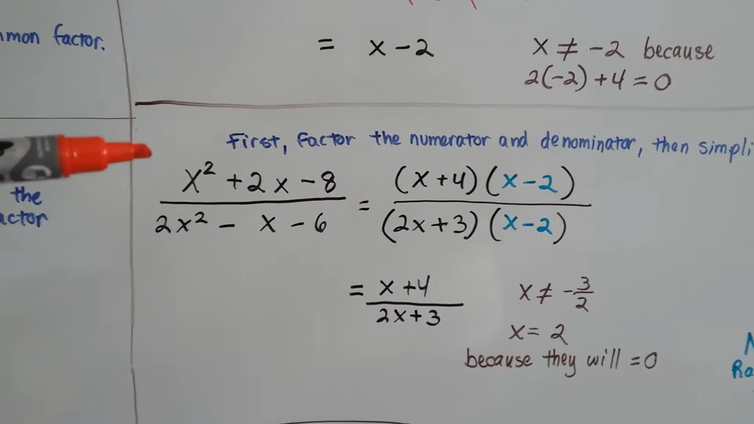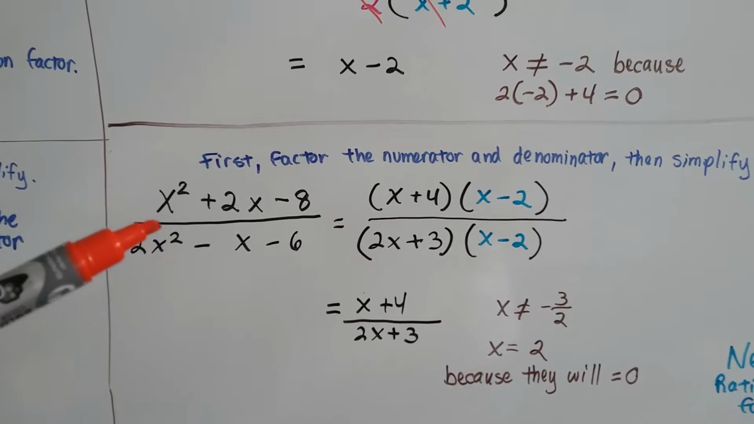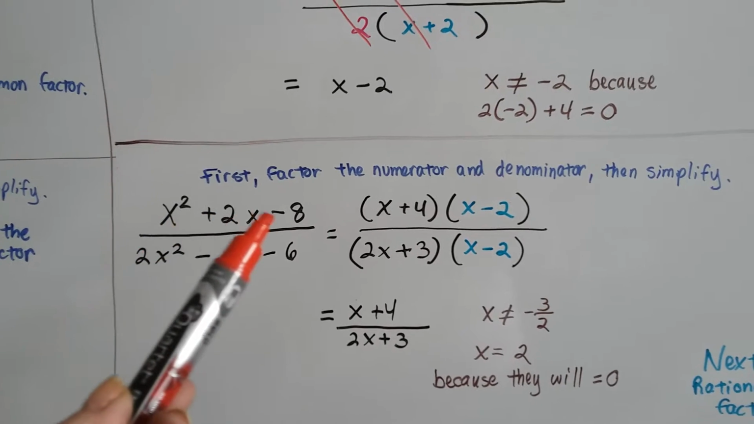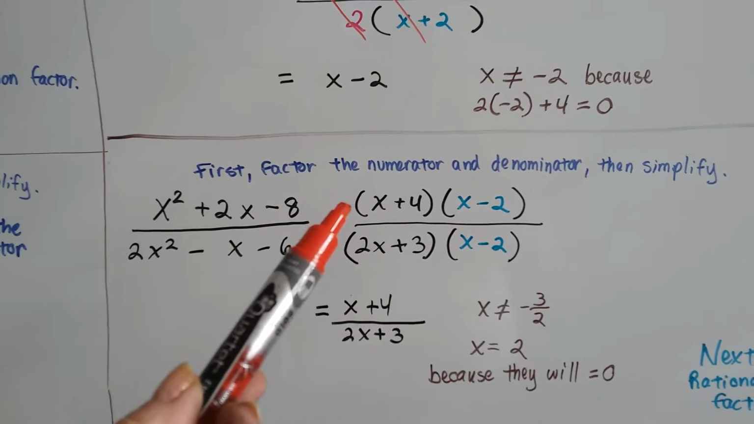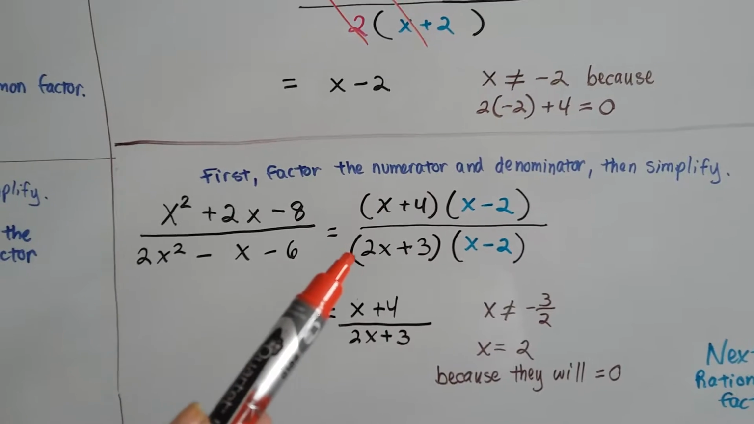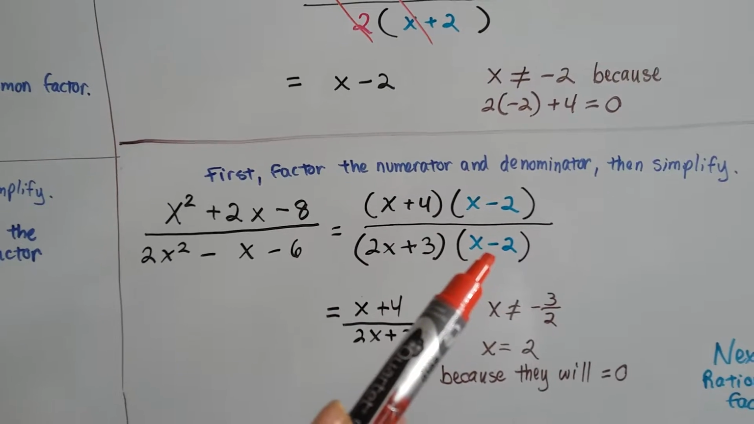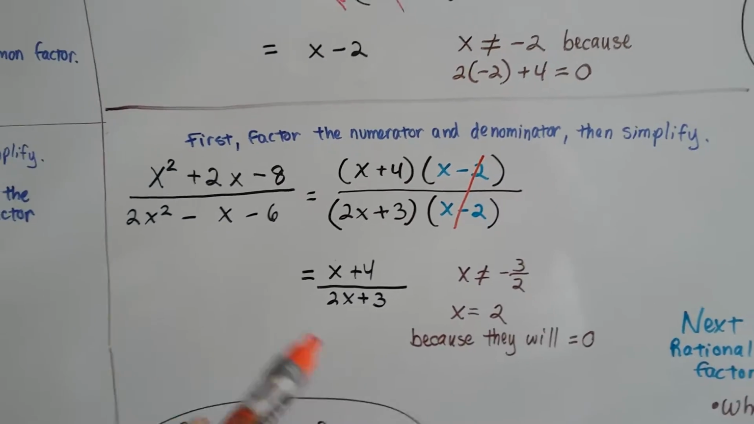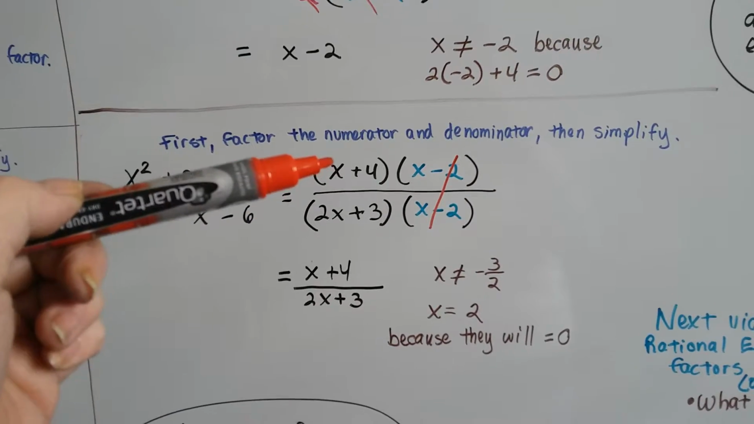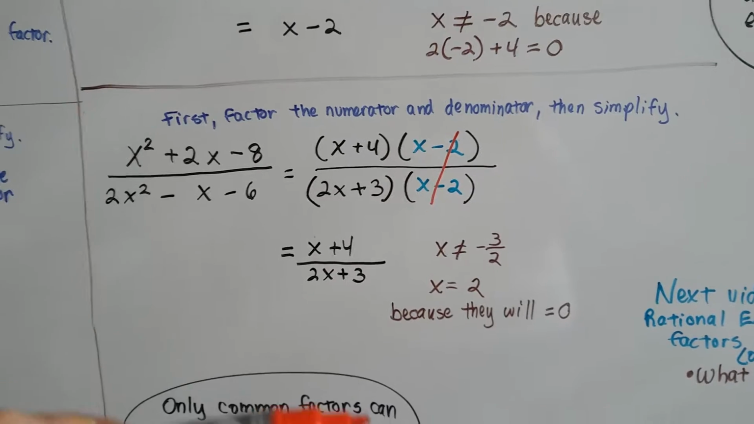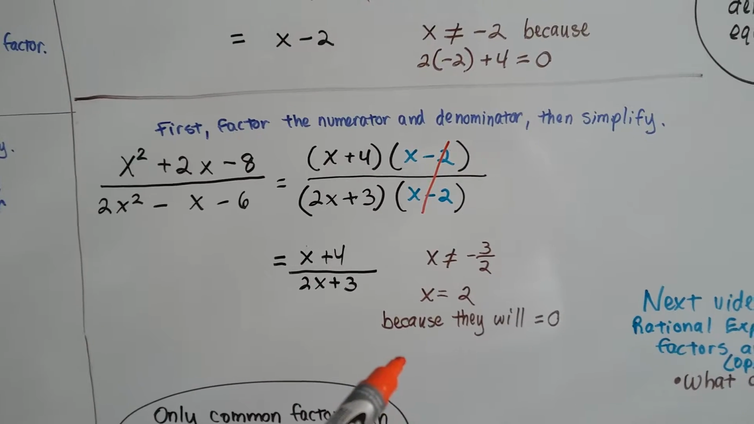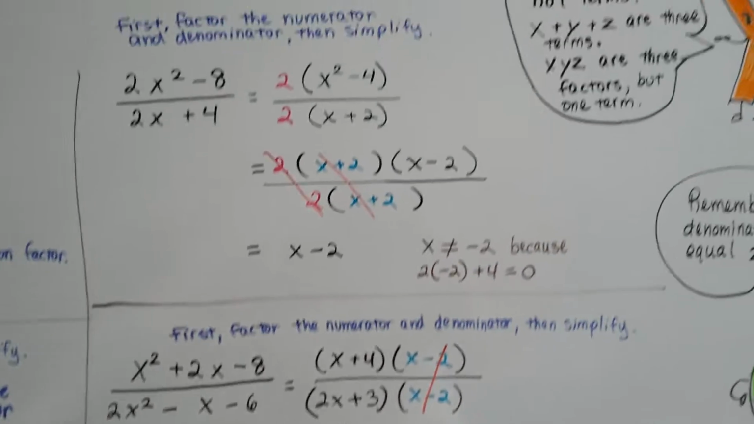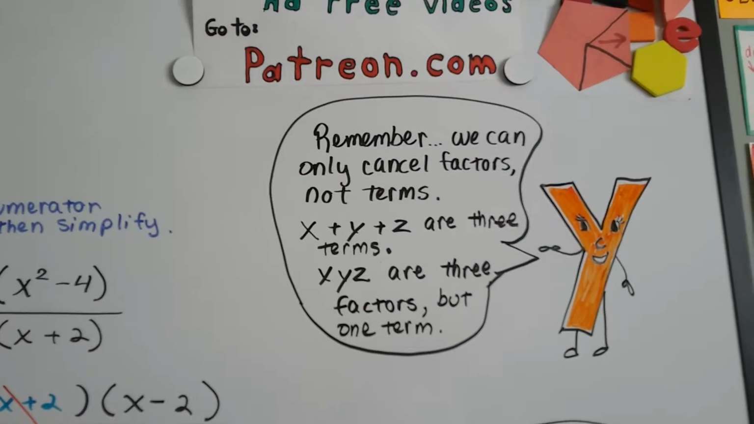Let's look at this one. Now we've got a trinomial on top of a trinomial. We factor out the numerator and the denominator before we simplify. And this trinomial factors out to x plus 4, x minus 2. This one factors out to 2x plus 3 and x minus 2. This x minus 2 in the numerator and x minus 2 in the denominator can divide out. So all we're left with is this numerator over this denominator, see? And as long as the x doesn't equal a negative 3/2 or a 2, because that'll make it equal 0, then we're okay, see? And remember, we can only cancel factors, not terms.